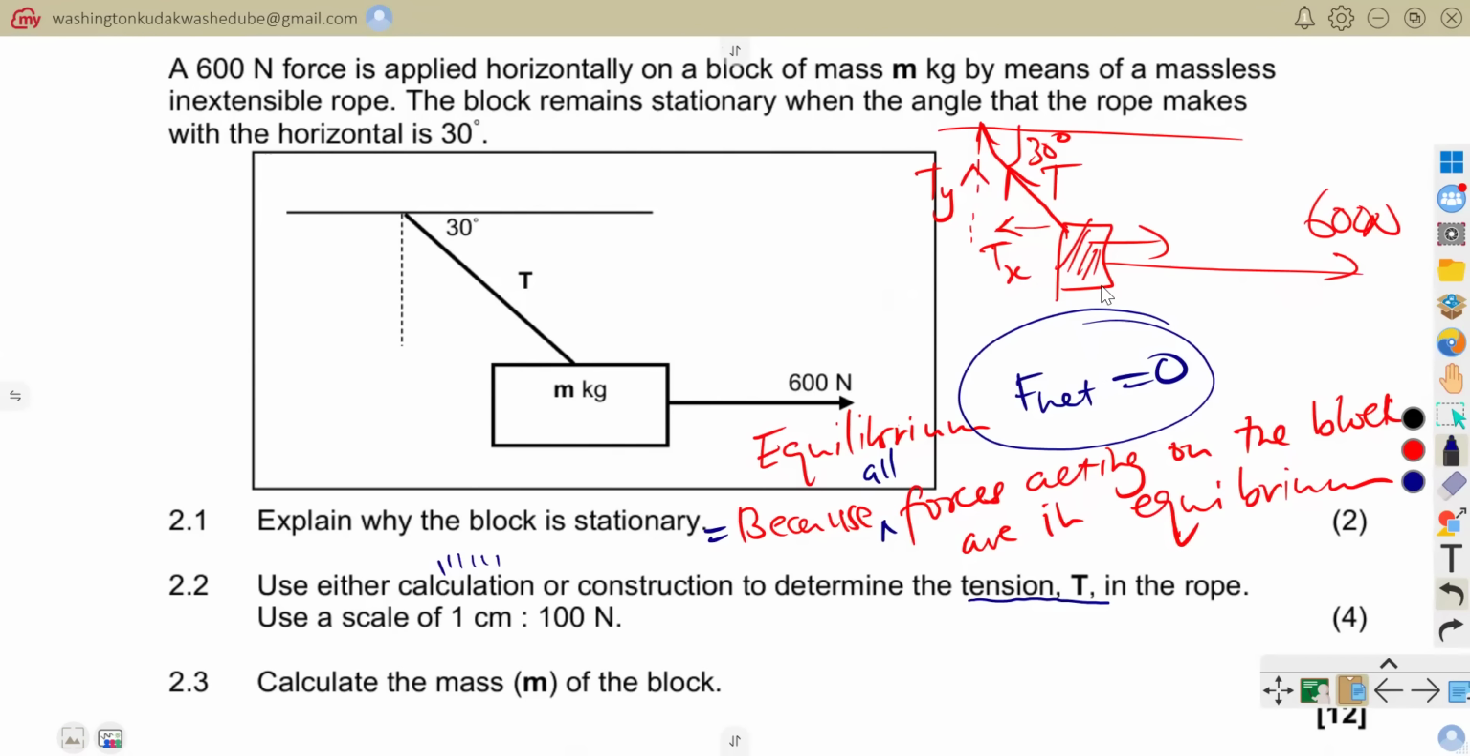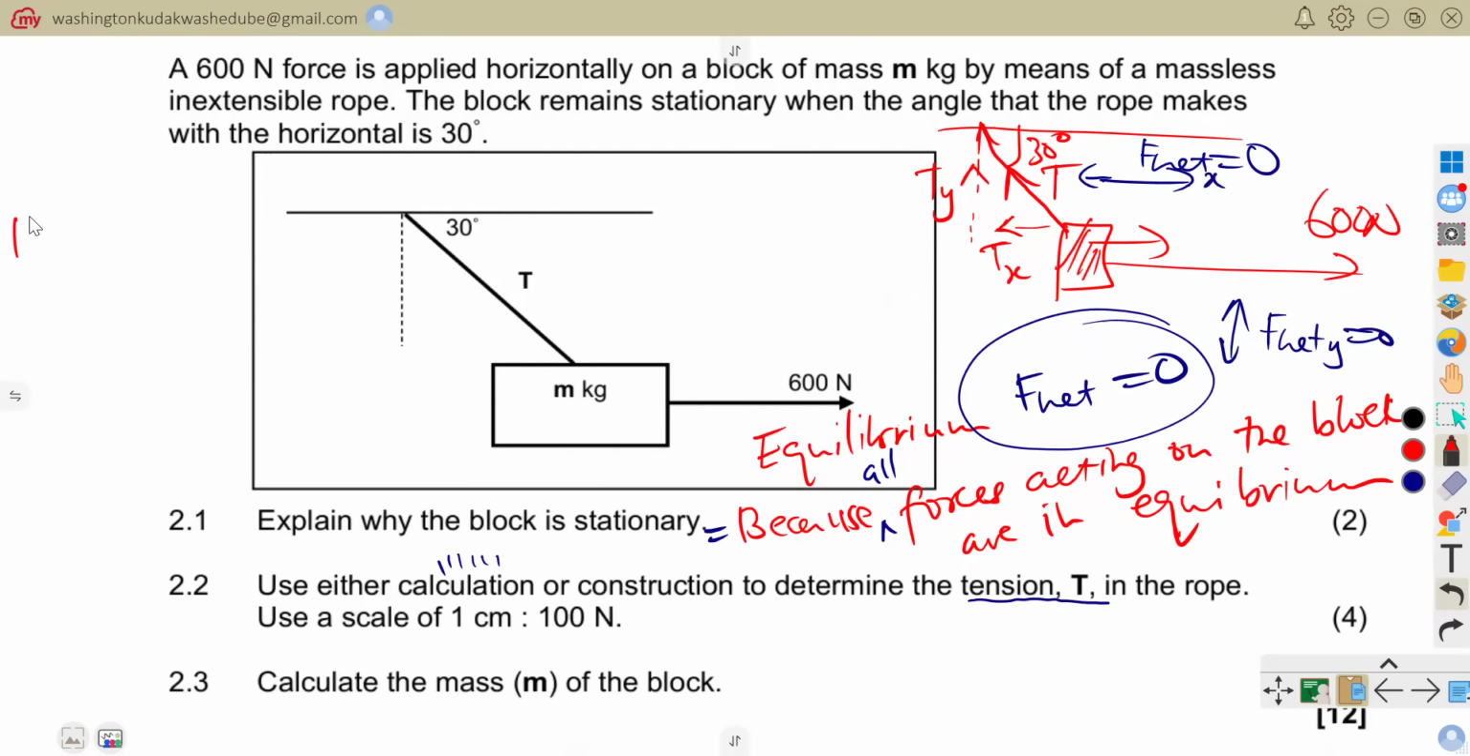How do we find the magnitude of our tension? We are told that our block is stationary. Hence, the forces acting on this block are in equilibrium. Meaning to say, if I look at the horizontal forces, they are in equilibrium. Net force on the horizontal plane is equal to zero. If I look at the vertical forces, net force on the vertical, on the y, on the x, they are all equal to zero.